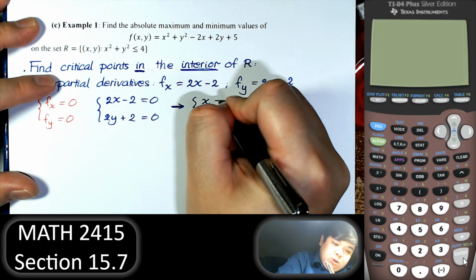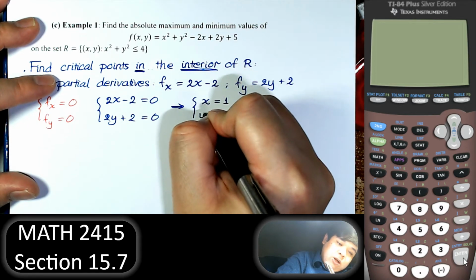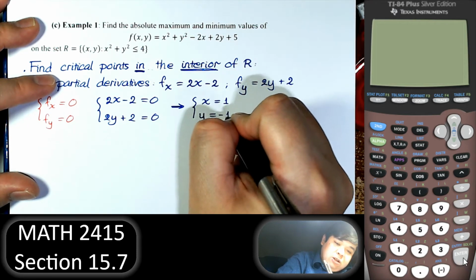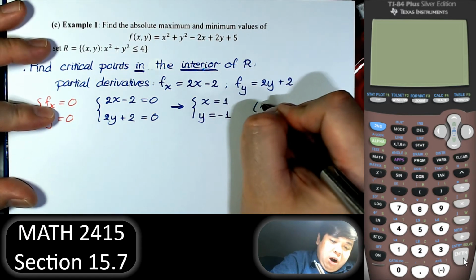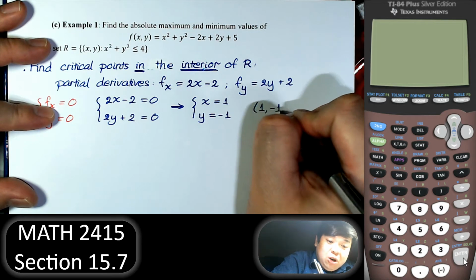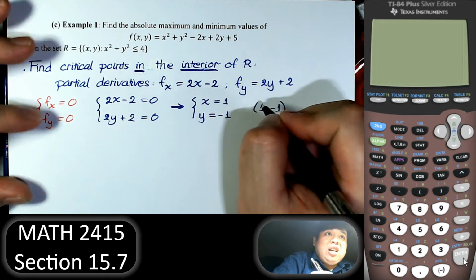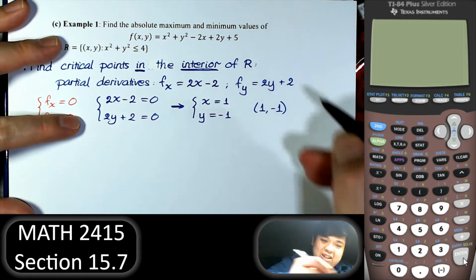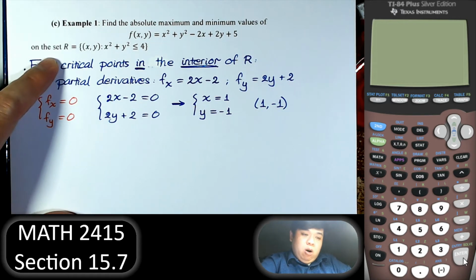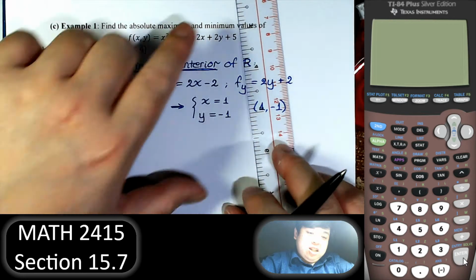So we have x equal to 1 and y equal to negative 1. Right, it's not that bad. So we have the point (1, -1). It's nice and all, but this (1, -1) suddenly within this. And by the way, what is this? We have R: x squared plus y squared is less than or equal to 4.